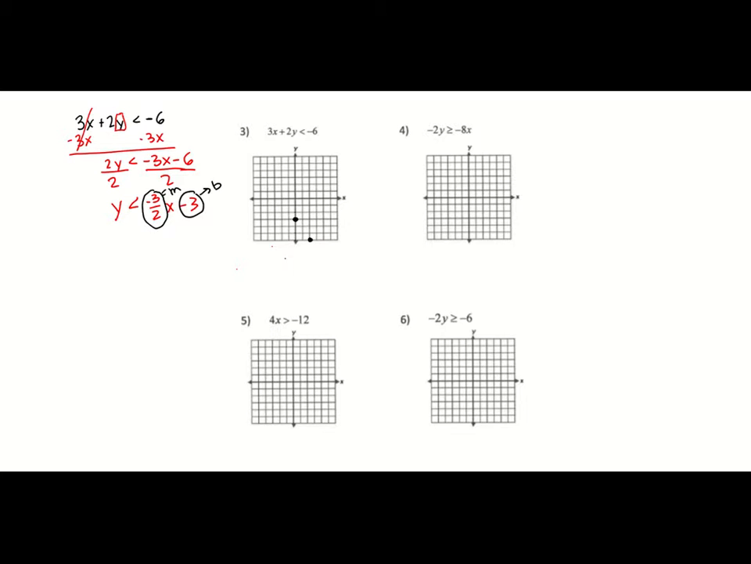Now that I have my 2 points, I can look at my inequality. Since I have no line underneath, that means I'm going to have a dotted line. And since I have a dotted line here, since I have my less than symbol, that means I'm going to shade below. So then everything underneath that line gets shaded because any of those points would make my equation true.